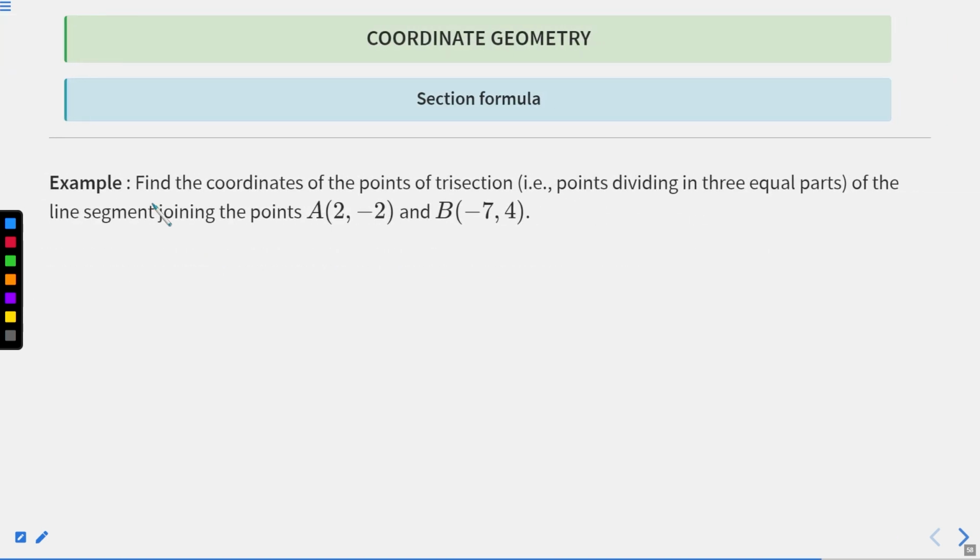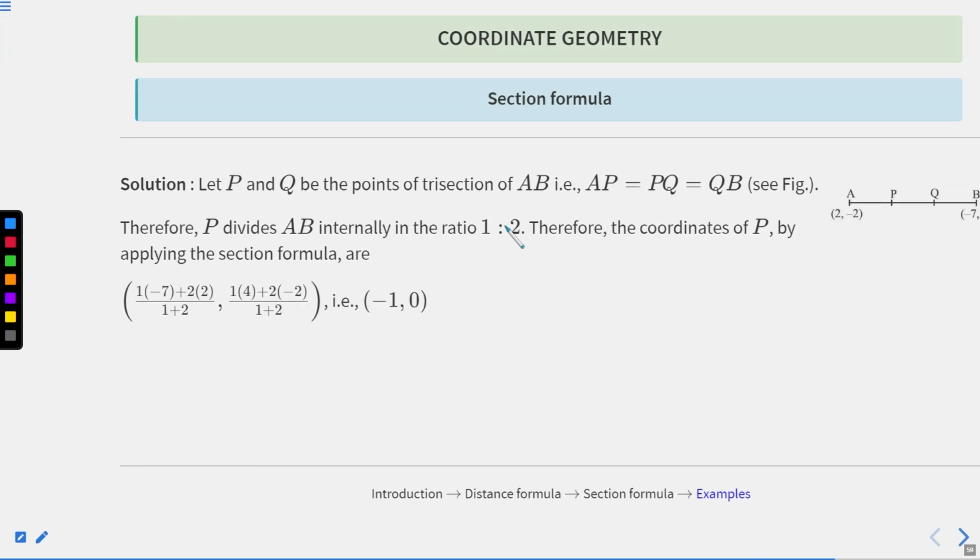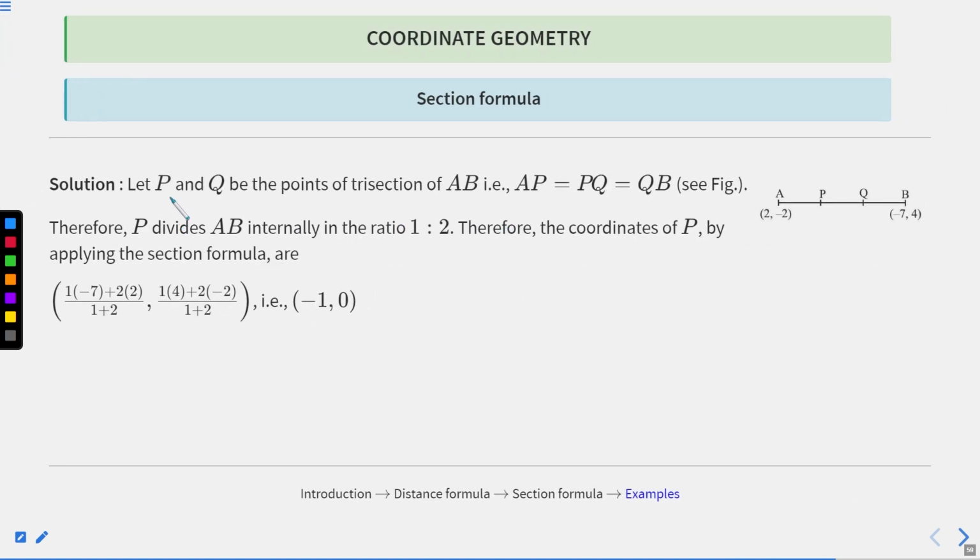So now we discuss this example. In this example, we have to find the coordinates of the points of trisection, that is, the points dividing into 3 equal parts the line segment joining the points A 2, minus 2 and B minus 7, 4. So let us solve this example. Here we let P and Q be the points of trisection of AB. That is, AP, PQ and QB are equal. So you can see in this figure, AP is equal to PQ is equal to QB.